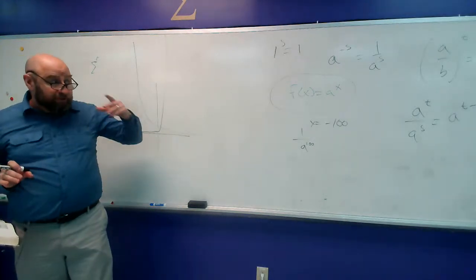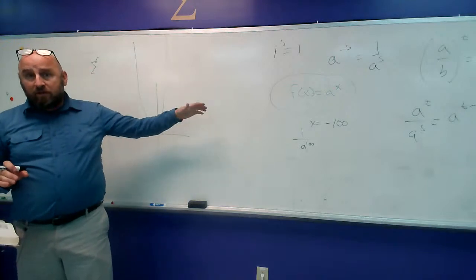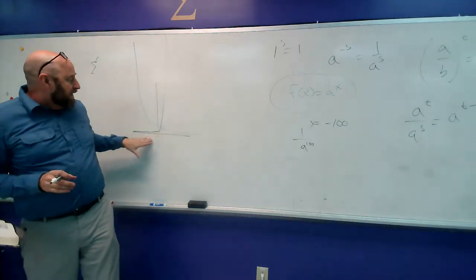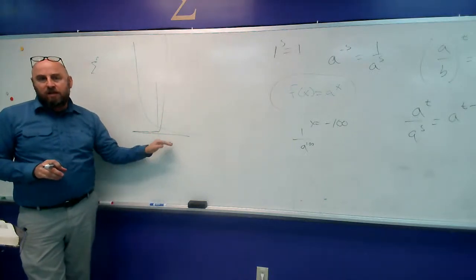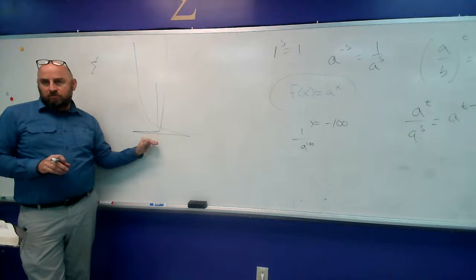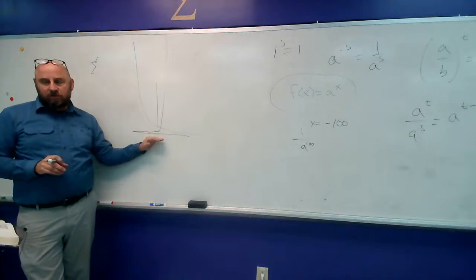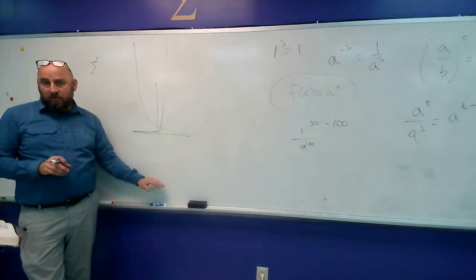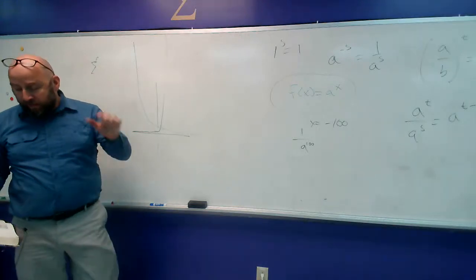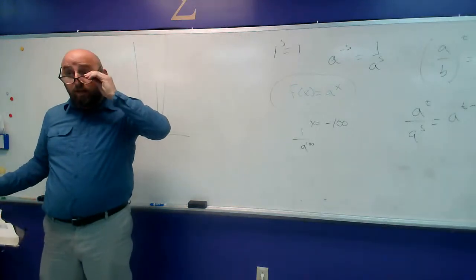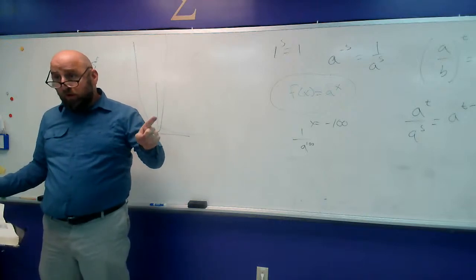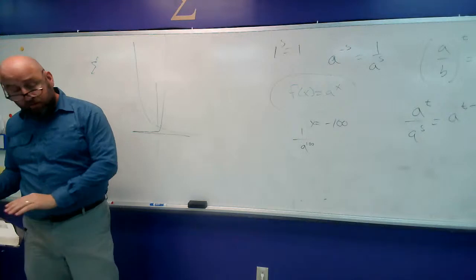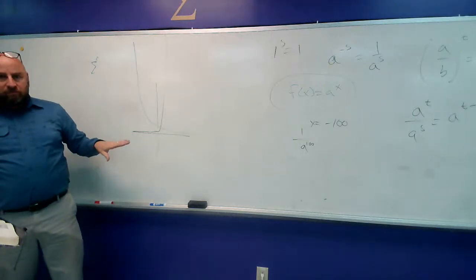If you graph this, you'll find this is what it looks like. It never gets below the x-axis. Your f of x, your output, is never negative. It's always positive with an exponential, provided that your a is greater than 0 and less than 1, or greater than 1.